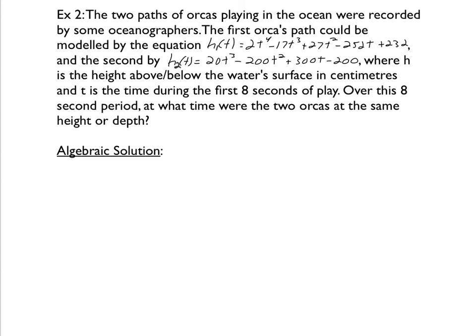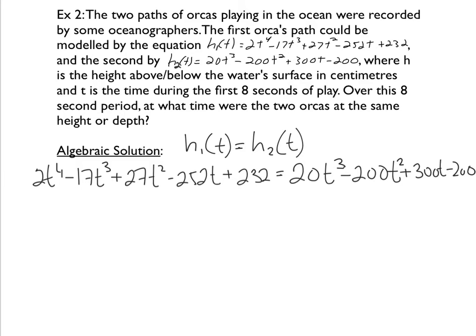So first step is if we want to find where their positions are the same, we want to make their heights equal. So let's set h1 equal to h2. So basically we're finding their point of intersection. Okay, so let's expand this.